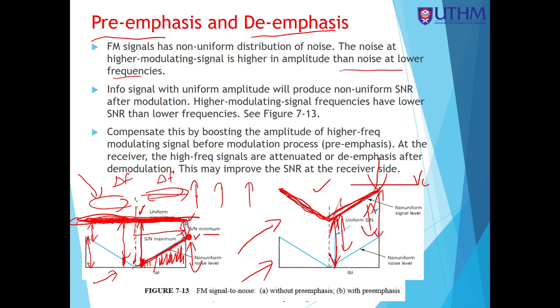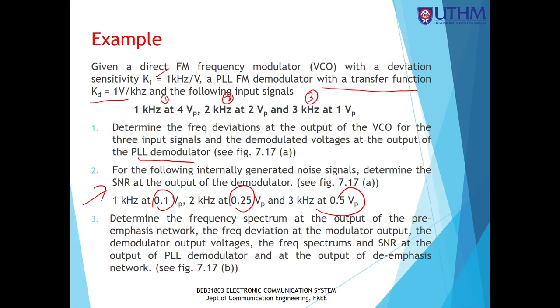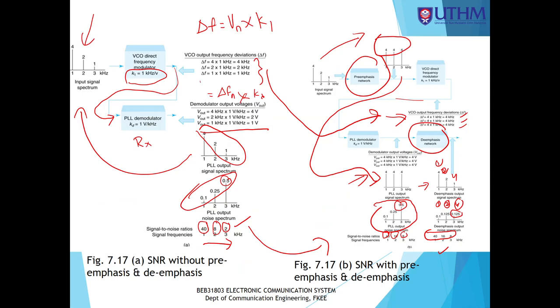Okay, so since we already increased the signal in the transmitter, that means we also need to decrease it with the same factor in the receiver after the demodulation process. If you see the example here, this is the example about this picture.